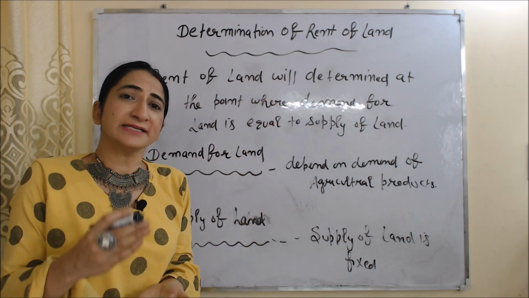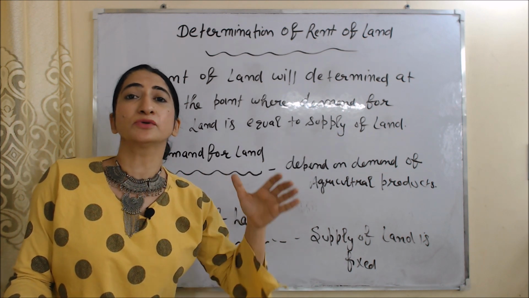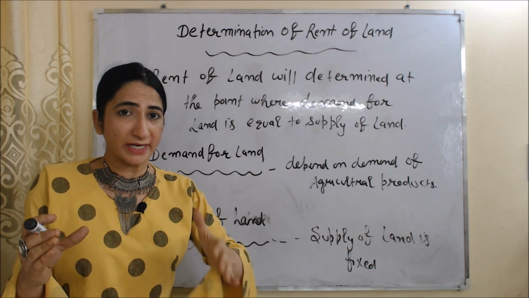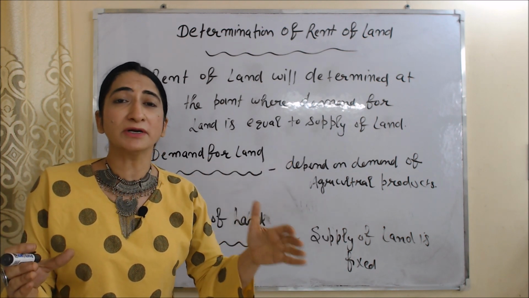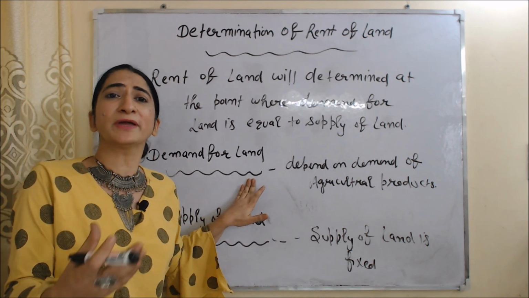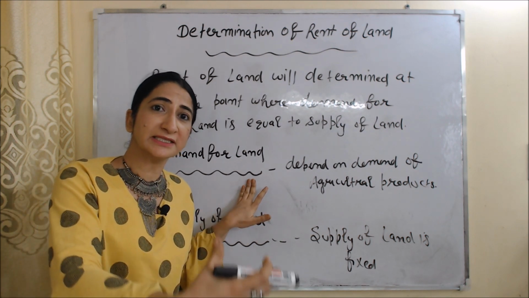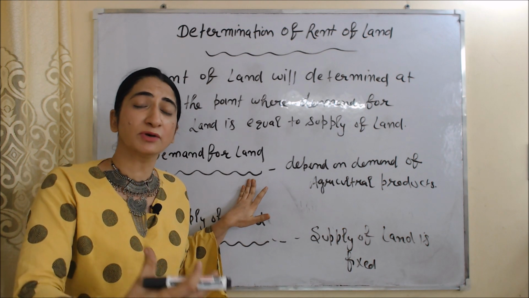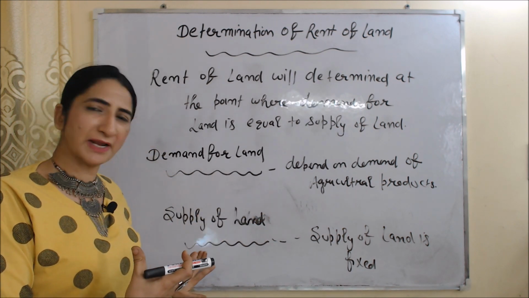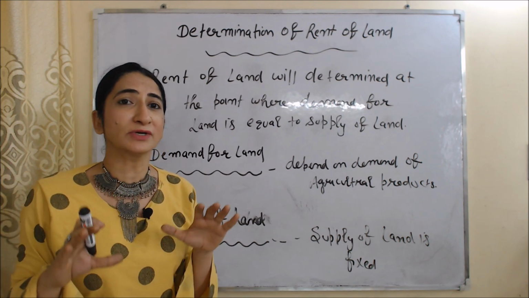Rent of land will be determined at the point where demand for land is equal to supply of land, and demand for land will depend on the demand for agriculture products. For example, if demand for agriculture products is increasing, then demand for land will also increase because we need more land for growing agriculture products. Second is supply of land, and here we assume supply of land is fixed, we cannot increase it.